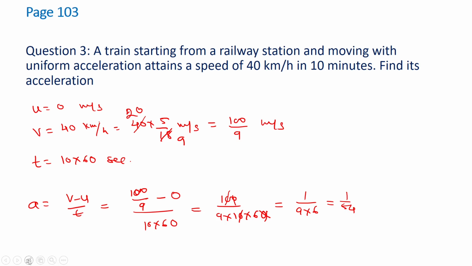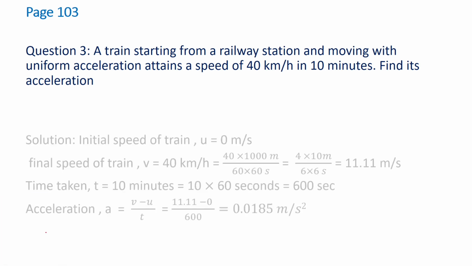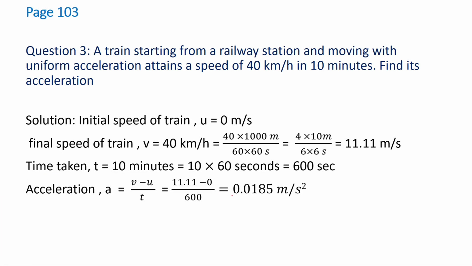So we can see here that the value of the answer is 0.0185. Here we can simply divide this, and we will get the answer. It is converted into meters per second, so 11.11 meters per second, and the time is 10 minutes, so 10 into 60, that is 600. So dividing 11.11 by 600, we will get the answer 0.0185.